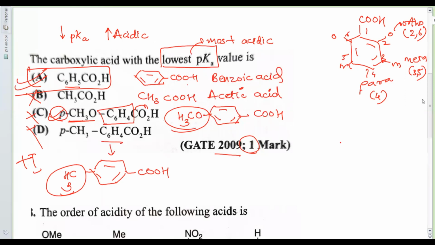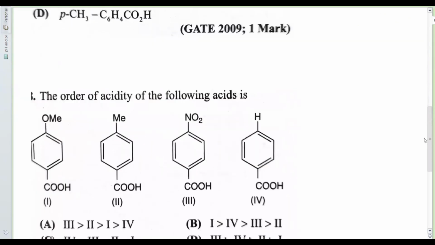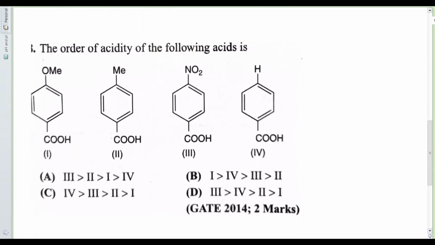Now you all can pause the video and try to solve the next one on your own. Once you're done, unpause it and you can revisit the questions. Now, they are asking you to arrange them in a suitable order for acidity. So this side here would be the most acidic and the other one would be the least acidic.